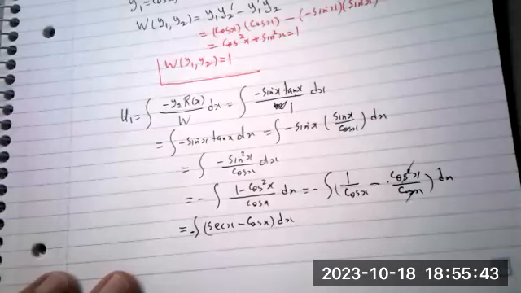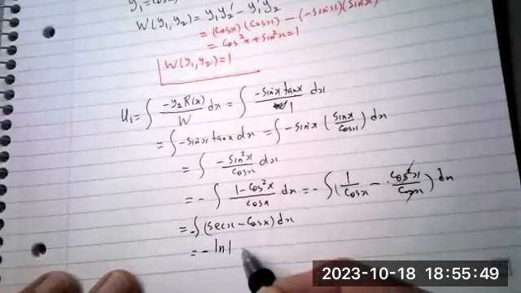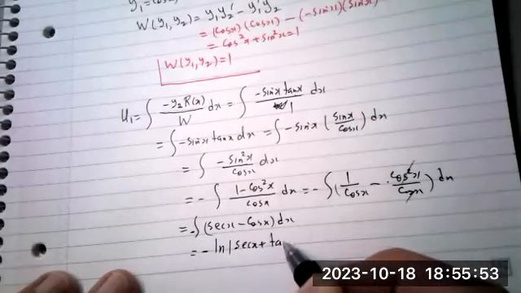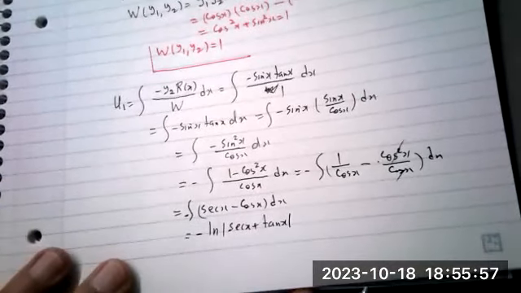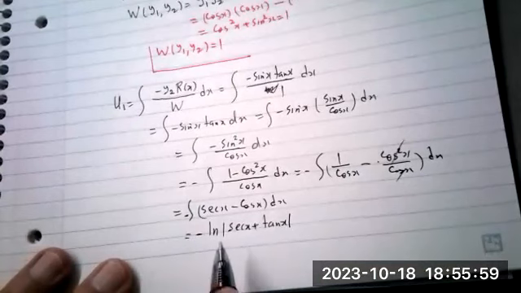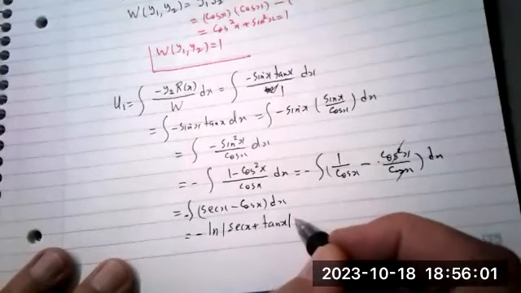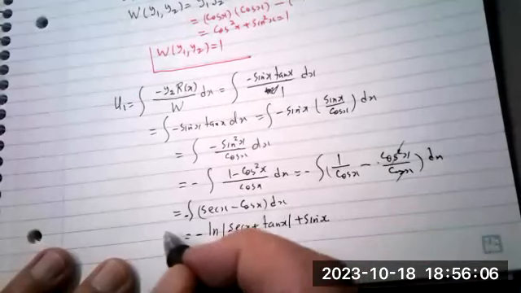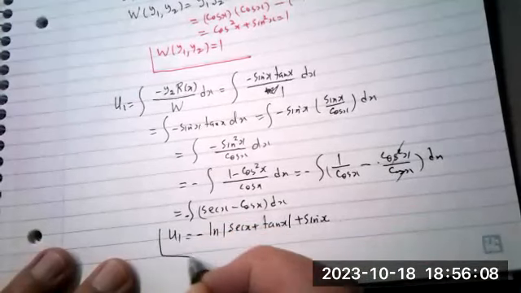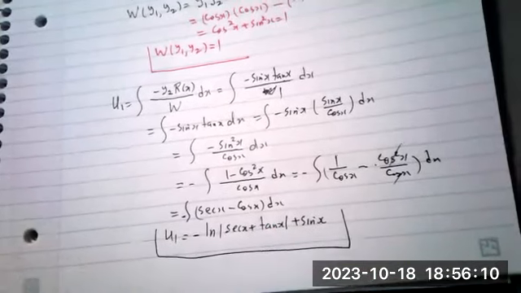And so we integrate. What was the integral of secant? ln of the absolute value of secant x plus tangent x. That's the integral of a secant. Then the negative, positive integral of a cosine would be just sine x. Remember, no constant. So that gives you u1.